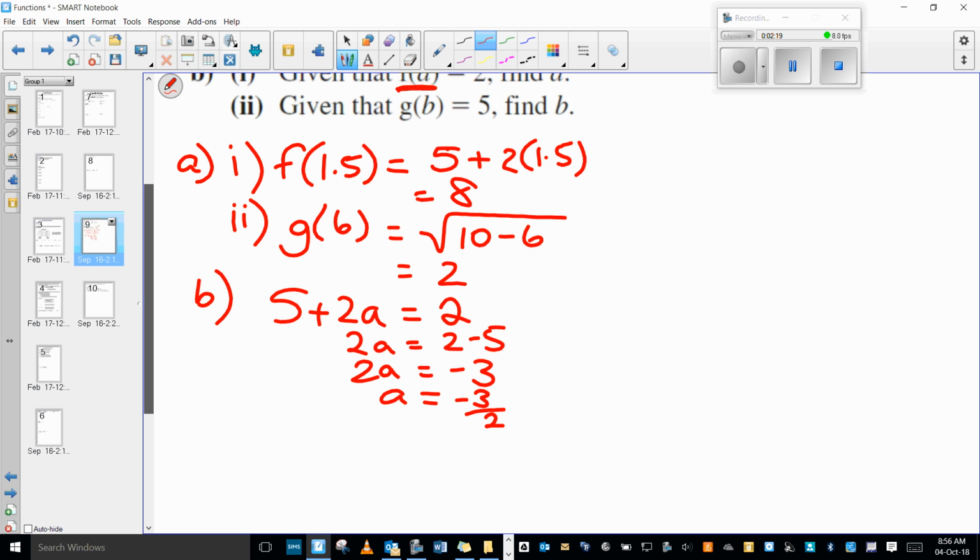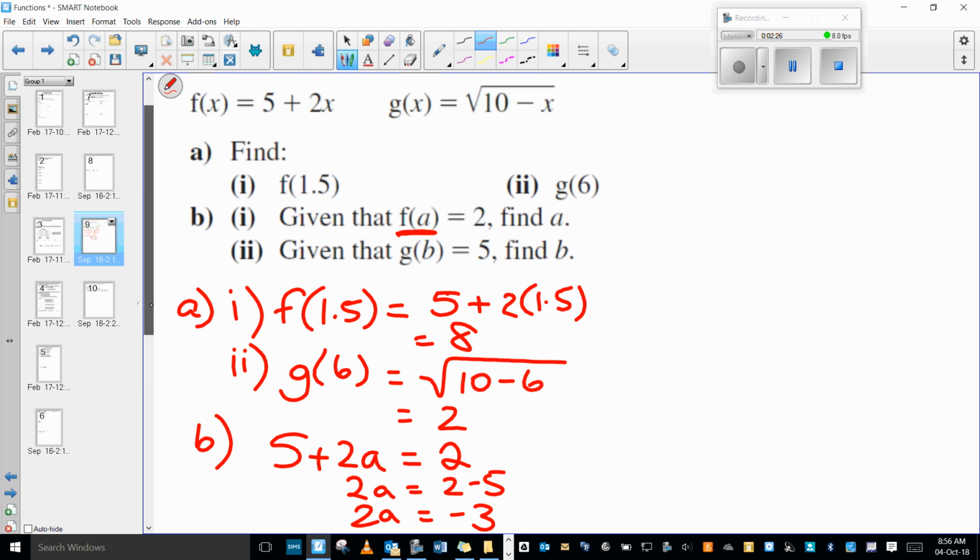Where did we get 5? From the original function. Oh, yeah. Sorry.